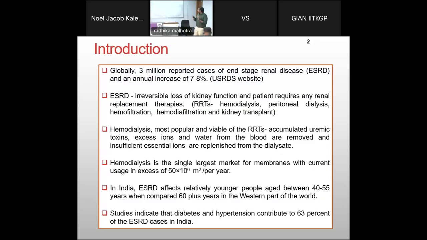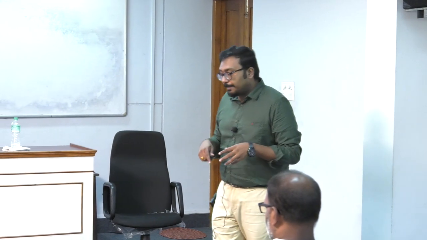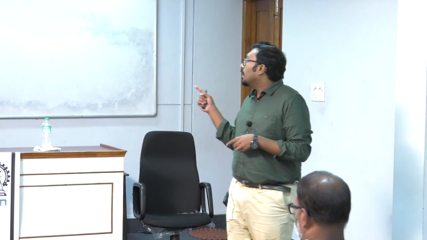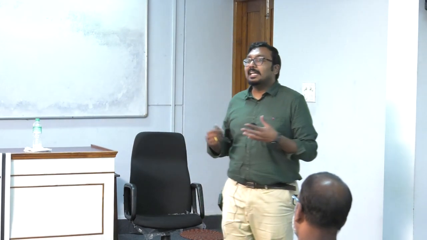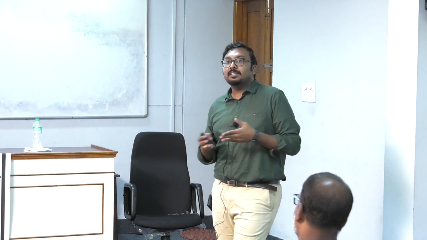Okay, and another part is, in India, end-stage renal disease affects relatively younger people, anywhere from 40 to 55, compared to other parts of the world where kidney function loss happens for much older people. So here it happens for much younger people, which again is a cause of concern. This is very closely linked to diabetes. Type 2 diabetes is very closely linked to kidney failure, and Indians are much more prone to catching diabetes. Everyone would know someone who has diabetes, even in your families or someone close by. So that contributes to 63% of the end-stage renal diseases in India.